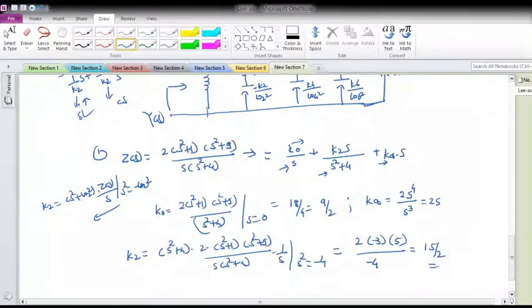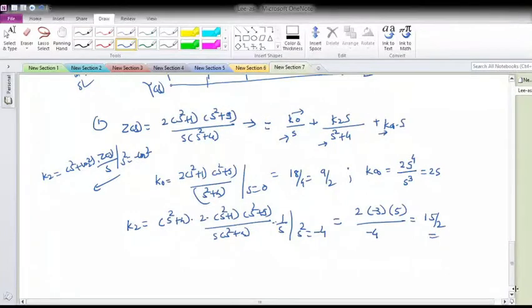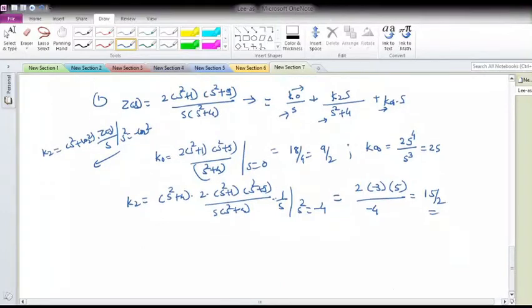Okay, so now K2 will be 15 by 2, and then I will substitute in the LC driving point impedance function. So Z of s will now be K0, which is 9 by 2 upon s, or 9 by 2 into 1 by s, plus K2, which is 15 by 2 simply, so 15 by 2 s over s square plus 4. Then the next, K infinity value is 2s, so it is 2s.